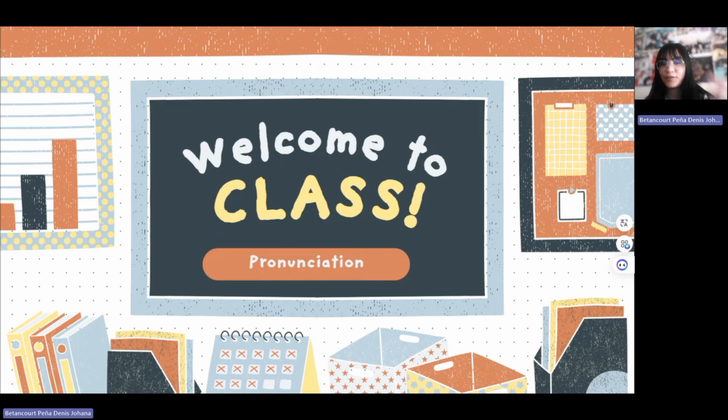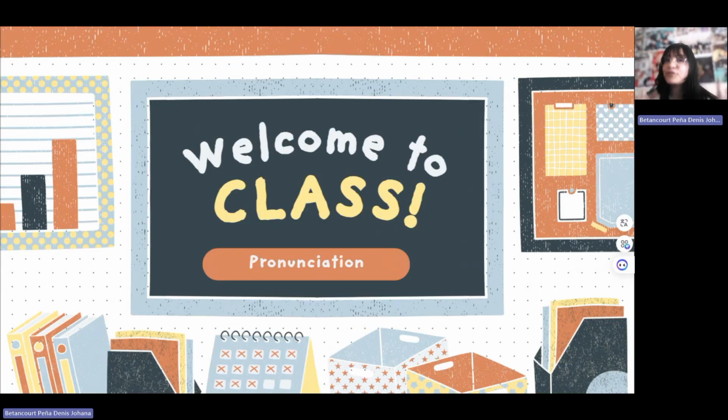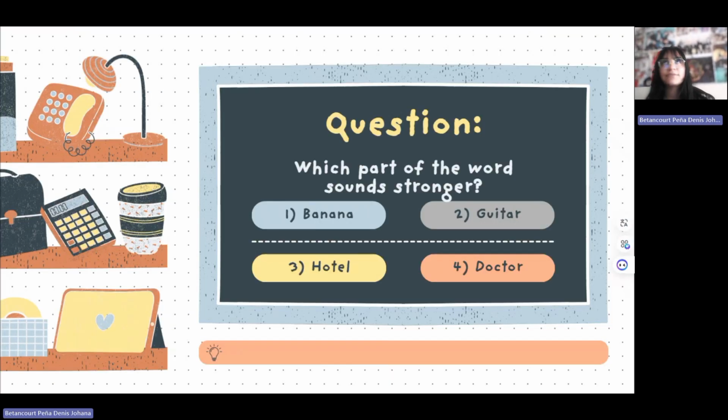And as you can see on our screen, today we're going to talk a little bit about a pronunciation topic. So let's start with a simple question that is like our warm up. So what do you think? Which part of the word sounds stronger of each word that you can see on the screen? The first one is banana, the second one is guitar, the third one is hotel, and the last one is doctor. Which part of each word sounds stronger for you?